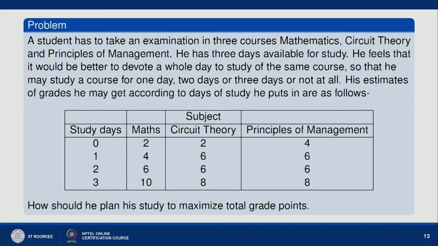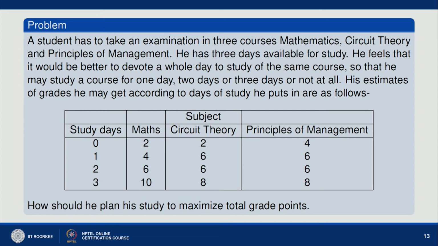He feels that it would be better to devote a whole day to the study of the same course, so that he may study a course for 1 day, 2 days or 3 days, or not at all. So, he has decided to study one course for an entire 1 day, or 2 days or 3 days, or not at all. That means it is either 0, 1, 2 or 3.